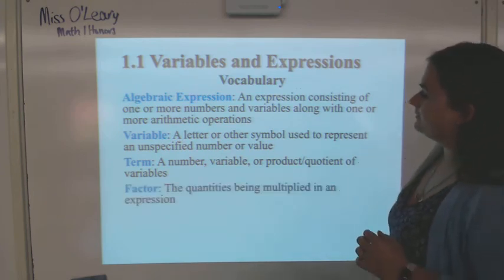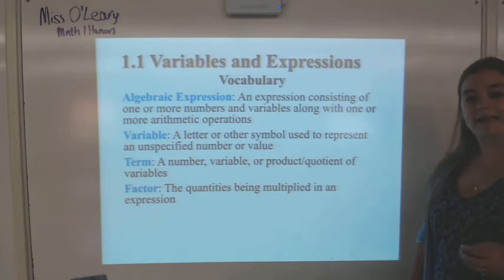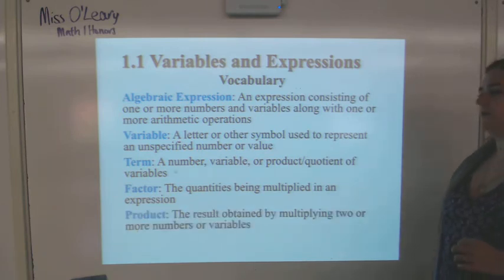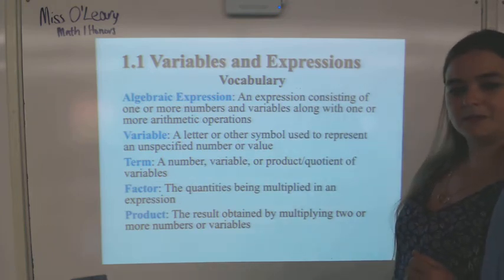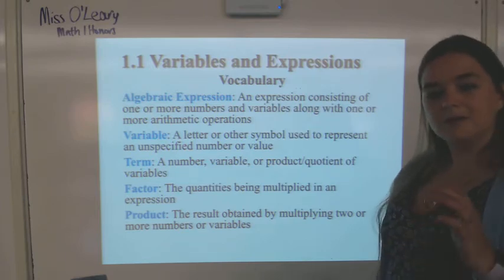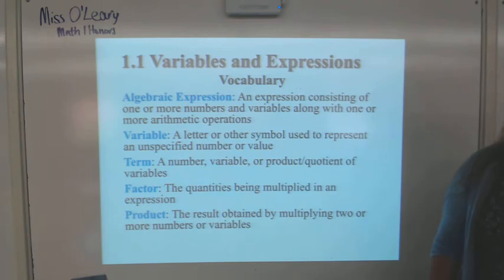Which brings us to our next vocab word, which is factor. A factor is the quantity being multiplied in an expression. So if I'm thinking about the term 7n, 7 is a factor and n is a factor. Those two quantities are being multiplied together to give us a product. Our term is the product of those two factors. A product is the result obtained by multiplying two or more numbers or variables. So in your notes now, you can pause here, make sure that you write in all of these different vocab terms.